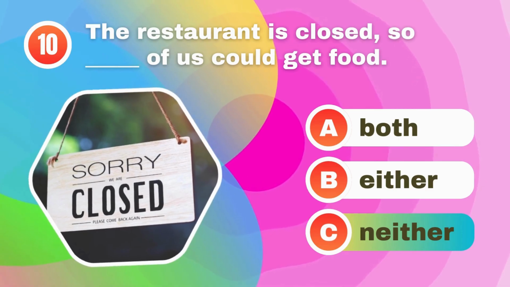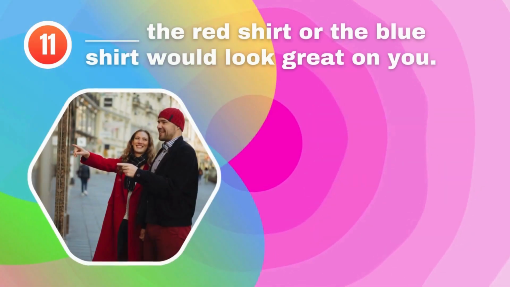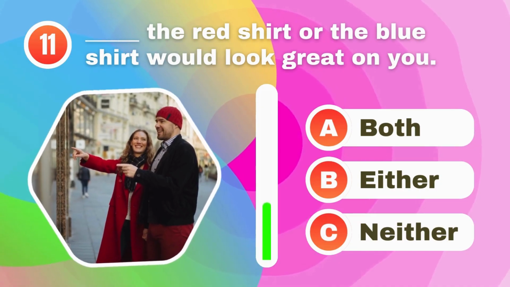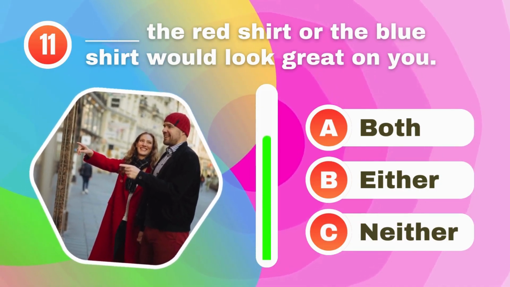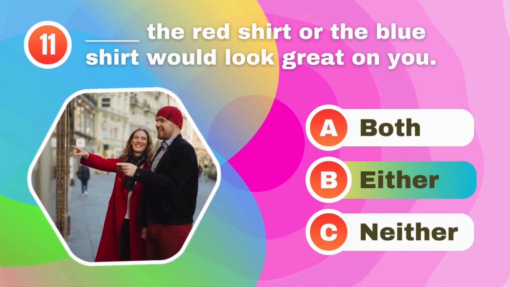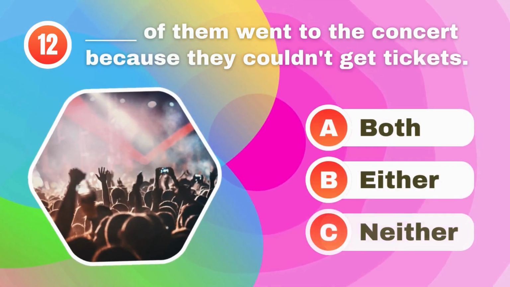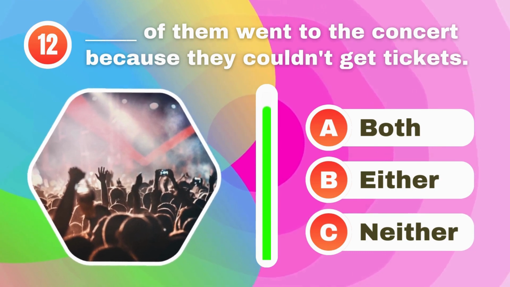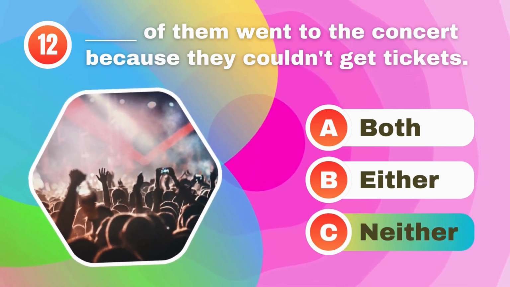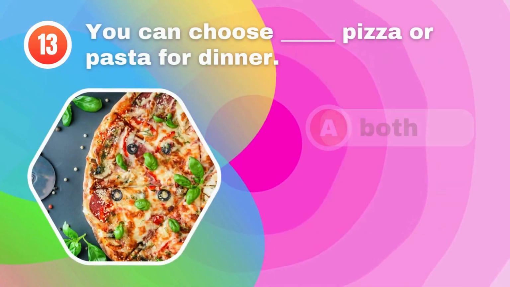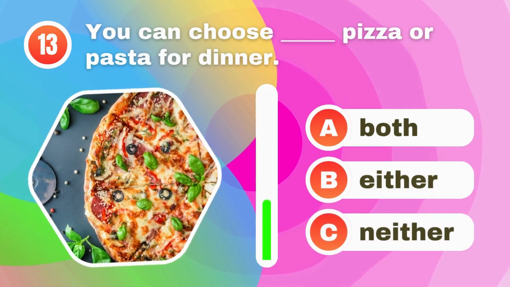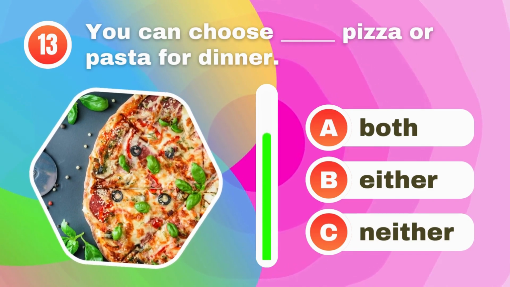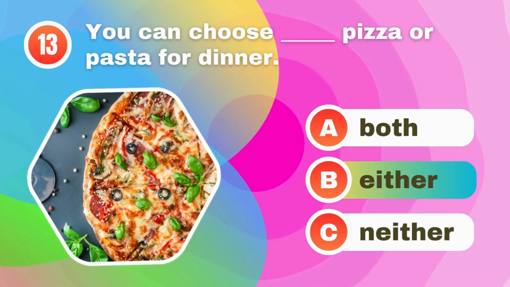The restaurant is closed, so neither of us could get food. Either the red shirt or the blue shirt would look great on you. Neither of them went to the concert because they couldn't get tickets. You can choose either pizza or pasta for dinner.